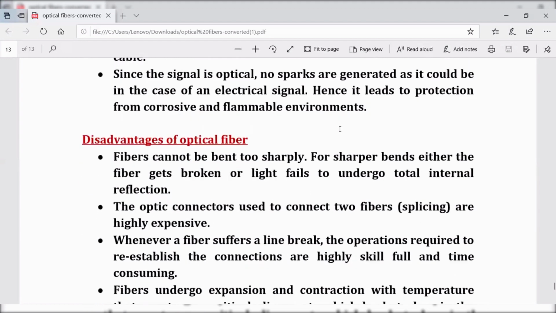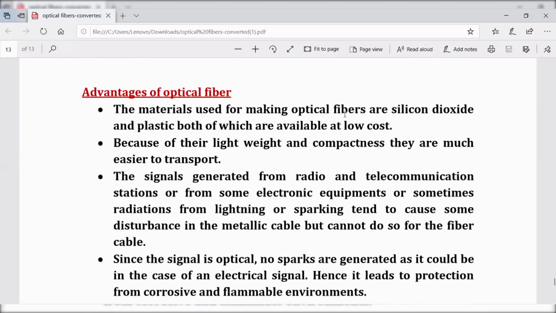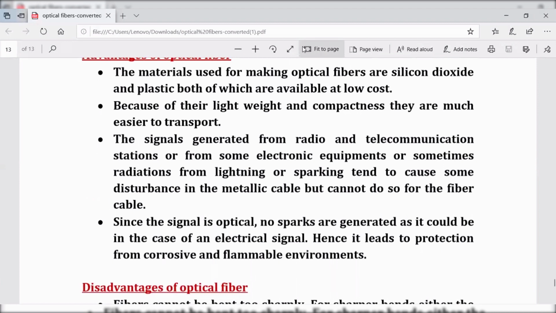The last advantage is, since the signal is optical here, no sparks are generated as it could be in the case of an electrical signal. Hence, it leads to protection from corrosive and flammable environments. So still there are many advantages of the optical fiber. For you, if you study four of these optical fiber advantages, it is sufficient.